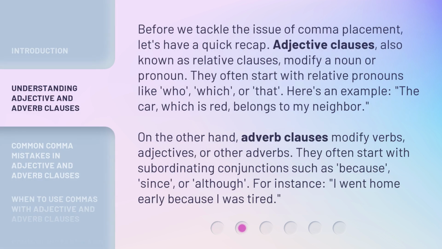Before we tackle the issue of comma placement, let's have a quick recap. Adjective clauses, also known as relative clauses, modify a noun or pronoun. They often start with relative pronouns like who, which, or that. Here's an example: the car, which is red, belongs to my neighbor.